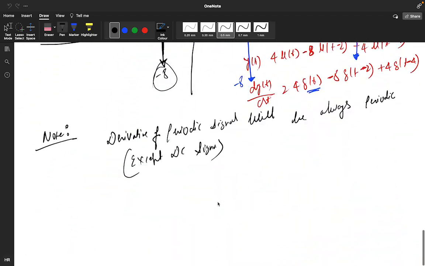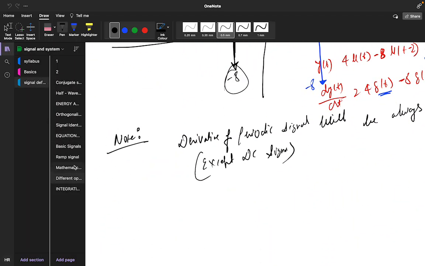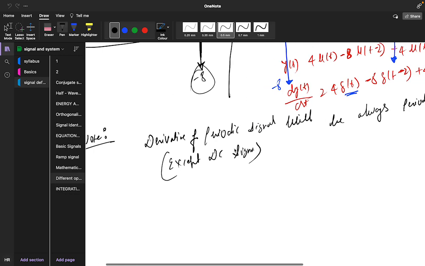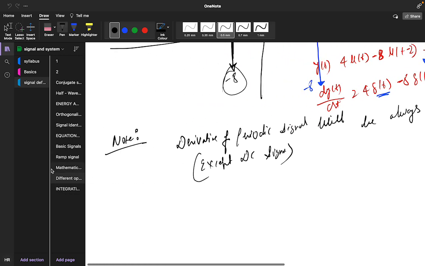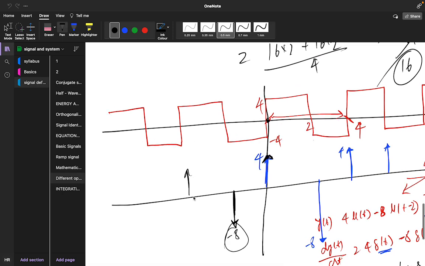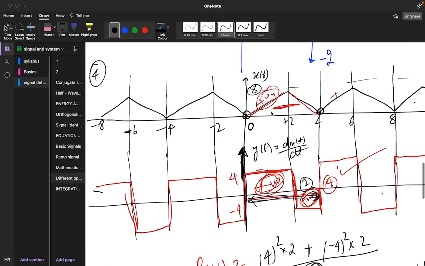So this is the differentiation. After the differentiation, always remember, the derivative of a periodic signal will always be periodic. Whenever you get a positive slope, you get a positive area in the derivative; when you get a negative slope, you get a negative area. This point is very important.